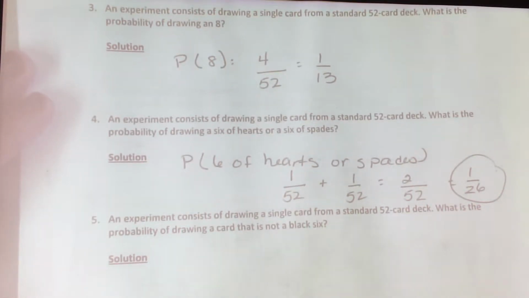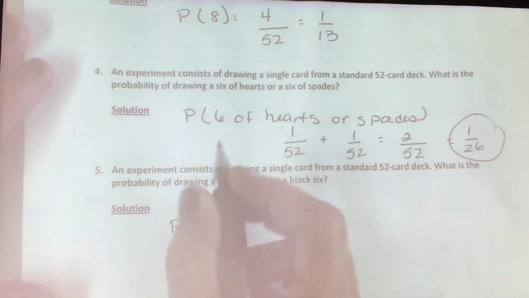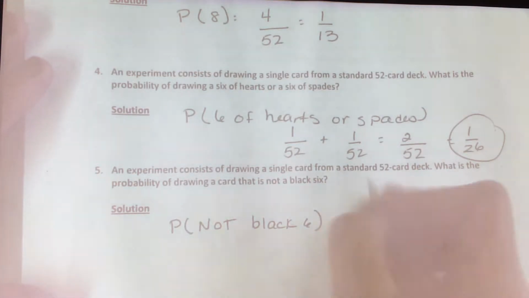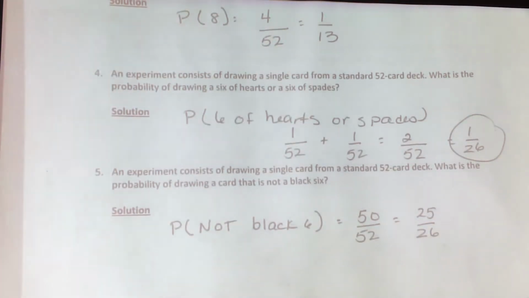Number 5, an experiment consists of drawing a single card from a 52 card deck. What is the probability that the card is not a black 6? Again, remember you have 2 black 6s, so 52 minus 2 gives you 50. So you have 50 that are not black 6s. So 50 out of 52 is equal to 25 out of 26.